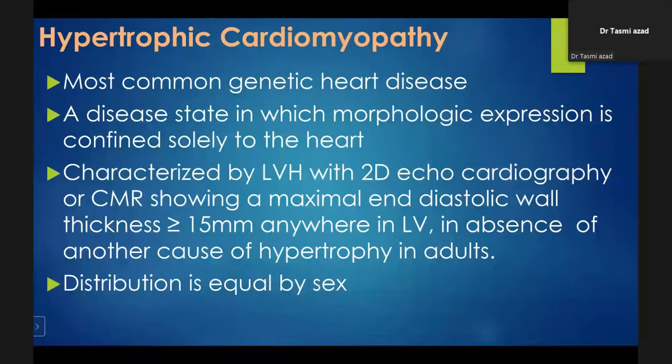Hypertrophic cardiomyopathy, we all know, is the most common genetic heart disease. In 70% of cases it shows autosomal dominant inheritance, and a number of genetic mutations are found. The most common among them, we all know, are myosin heavy chain defects and myosin binding protein defects. This is for the guideline purpose.